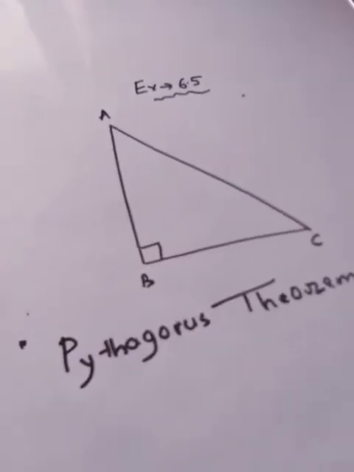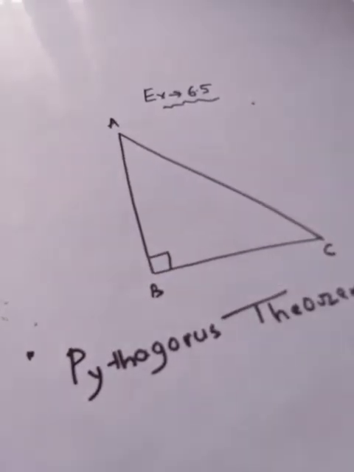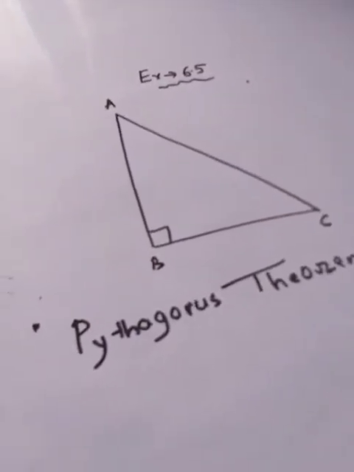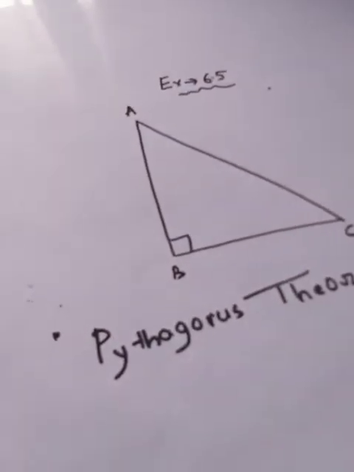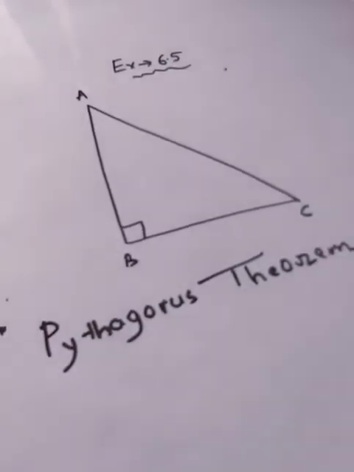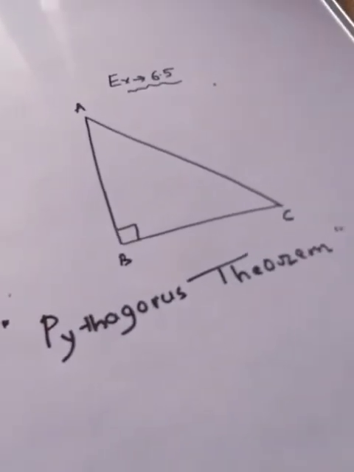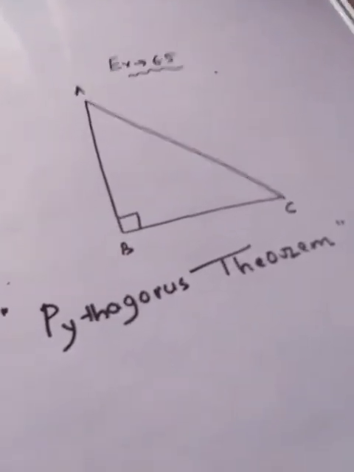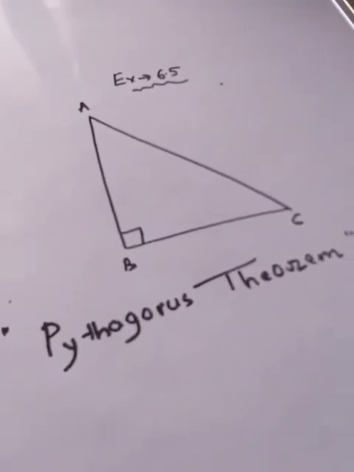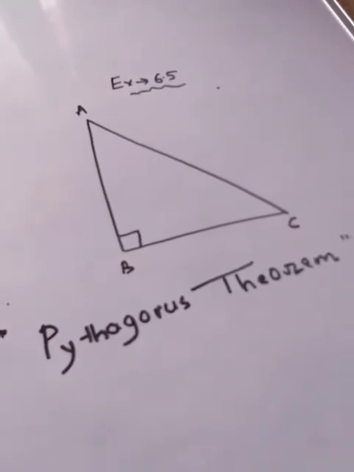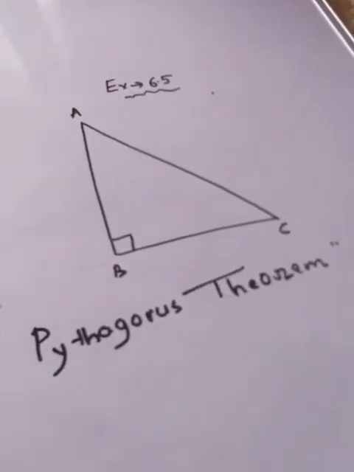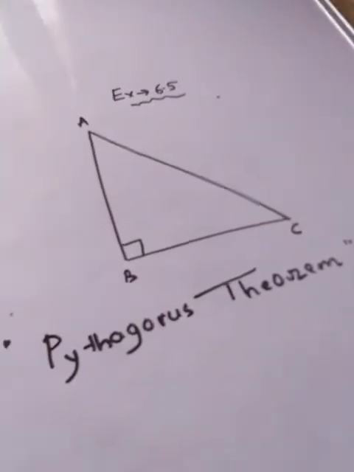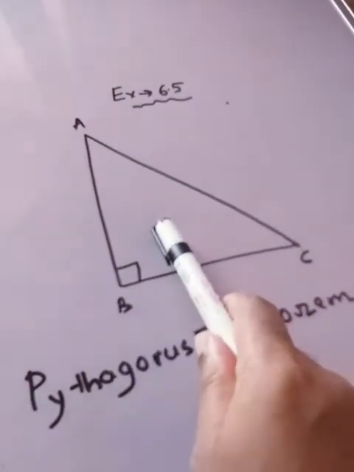Today we'll start a new exercise, that is 6.5. Before we get on with the problem sums, we will understand another very important property, or you can say another very important theorem related to triangles. That is, we'll learn today the Pythagoras theorem. Now the Pythagoras theorem is entirely related to the right angle triangle.